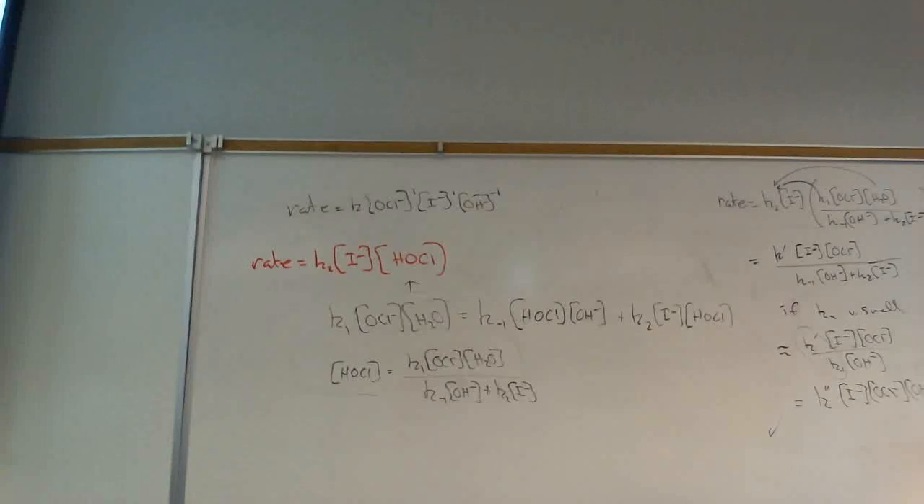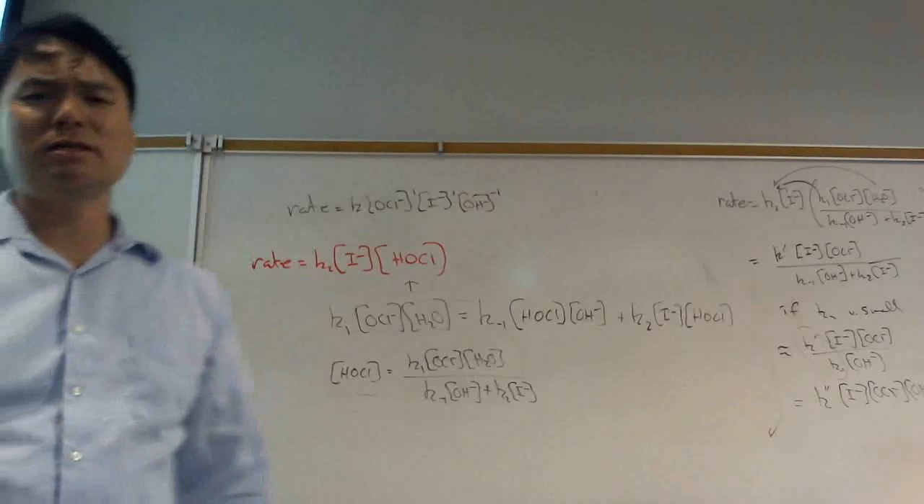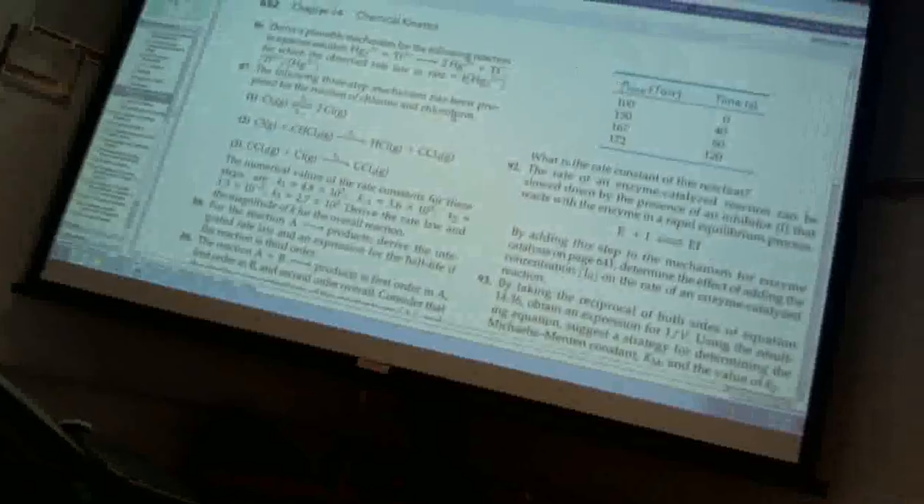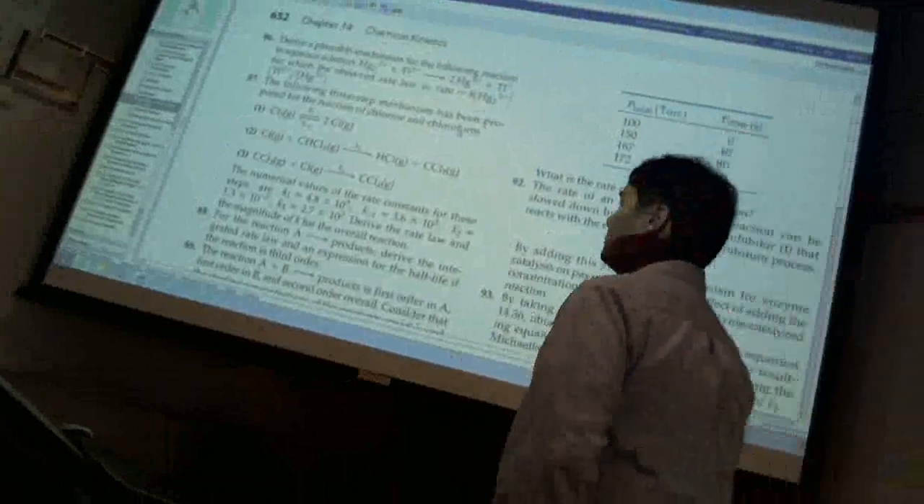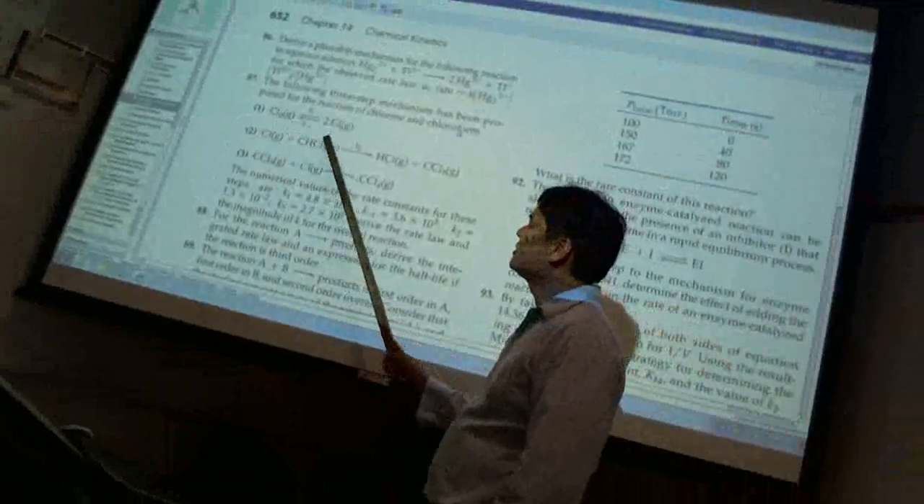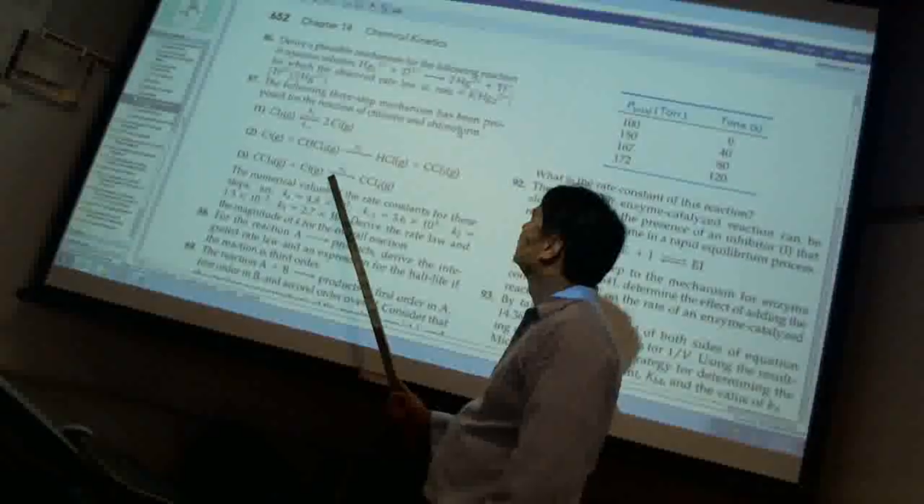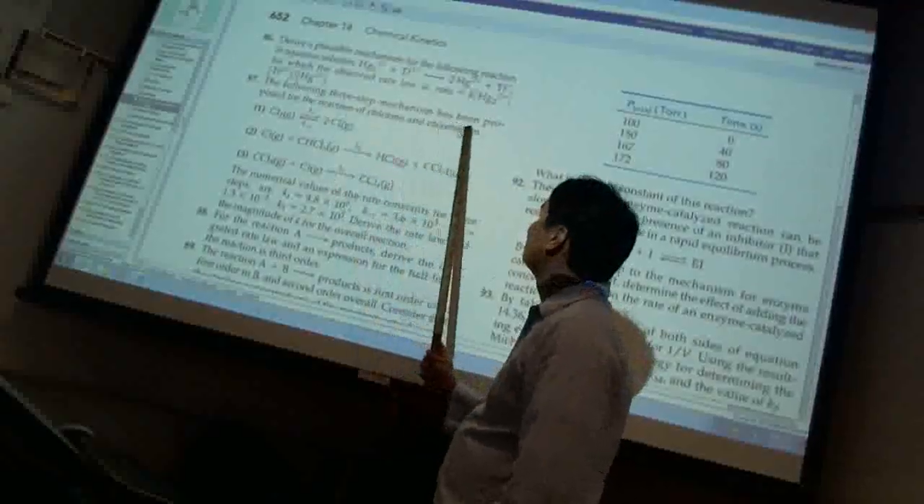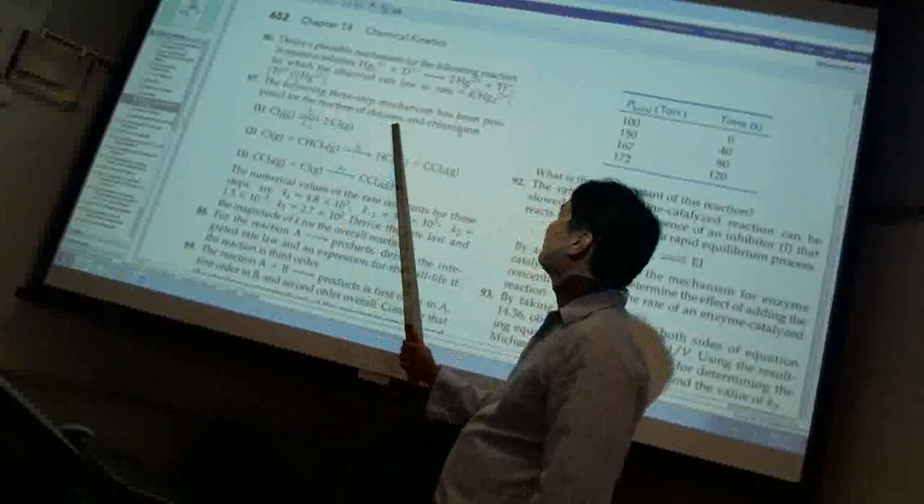I want to do some others. We should take a look at some of these mechanisms in general, just to see some examples of more mechanisms. The more examples you see, obviously, the easier it becomes. But look at this one here. What kind of step is that? This is a 3-step mechanism here. The following 3-step mechanism has been proposed for the reaction of chlorine and chloroform.